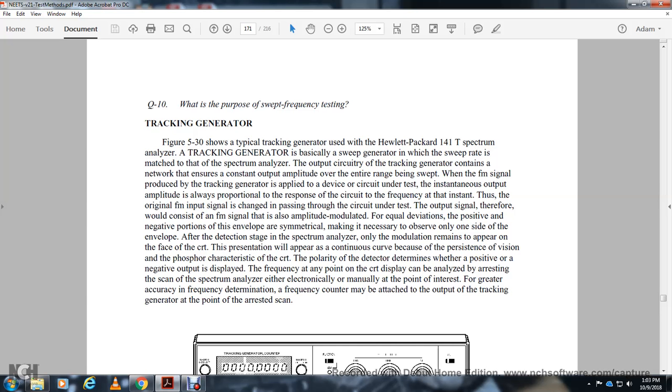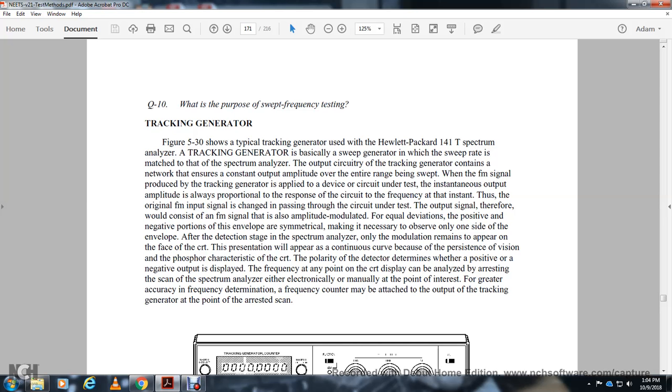Therefore, consider the frequency modulation signal with amplitude modulation for equal deviation. The positive and negative portions of the envelope are symmetrical, so it is necessary to observe only one side of the envelope, the detection side of the spectrum analyzer, over the modulation remaining to appear on the cathode ray tube. The presentation will appear as a continuous curve because of the persistent vision and the phosphorus character of the cathode ray tube. The polarity of the detector is positive at the end, and the negative output goes to the display of the frequency and input of the cathode ray tube.